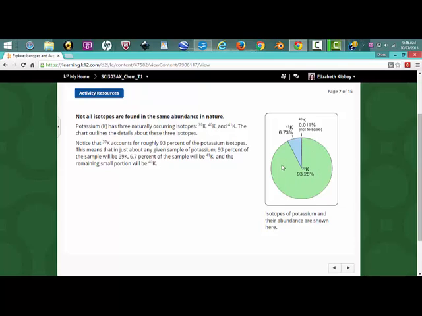This would be potassium-39. The abundance would be 93.25%. This probably would be the most abundant in all of nature.